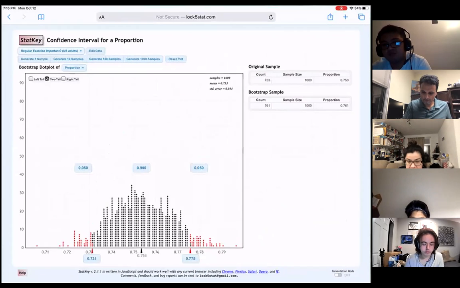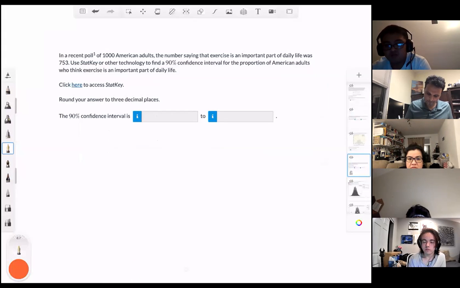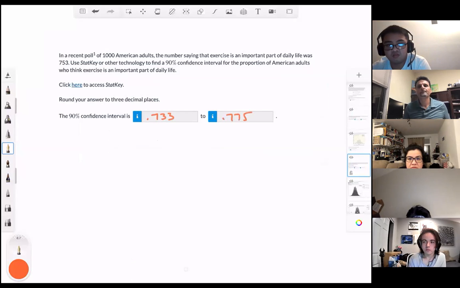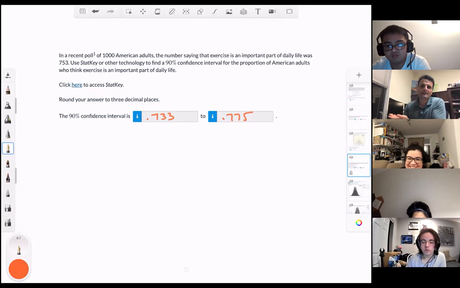So the answer here will be from 0.733 to 0.775. Any question here? Much easier than algebra, correct? If we know the technique, how to navigate, it is much easier than what we started the class with today.